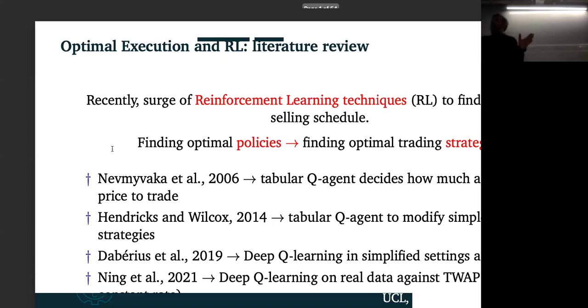The TWAP means you trade at constant speed. Okay, so the advantage of this approach is that you can run on real data. Of course, you have to assume that you don't have impact, because otherwise you don't know how to modify the real data by your action. And then they were able to prove empirically, essentially, that their method is able to outperform the TWAP.